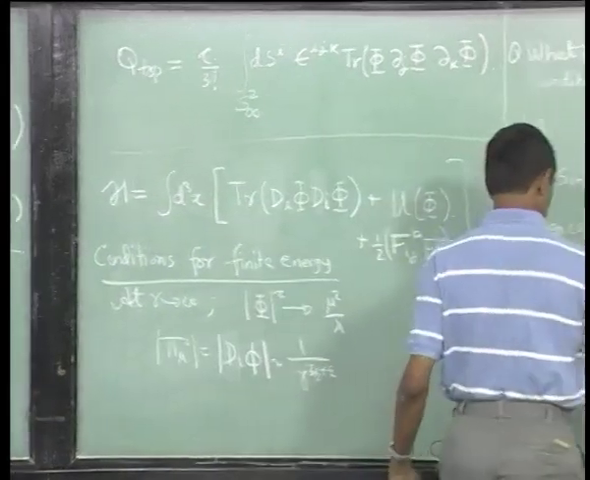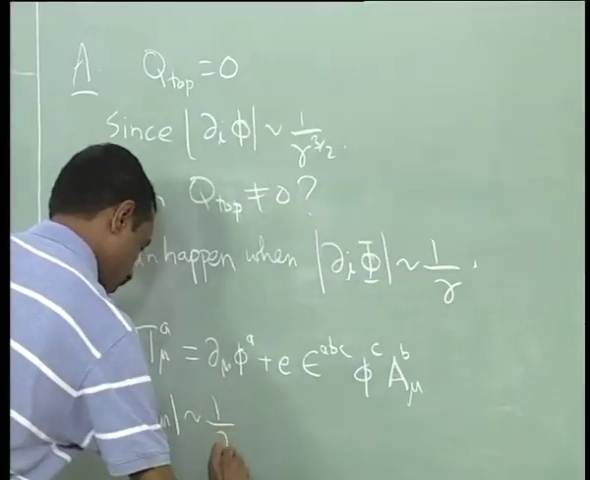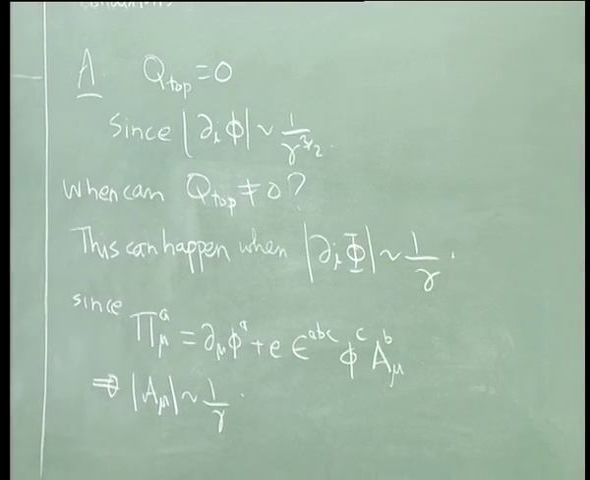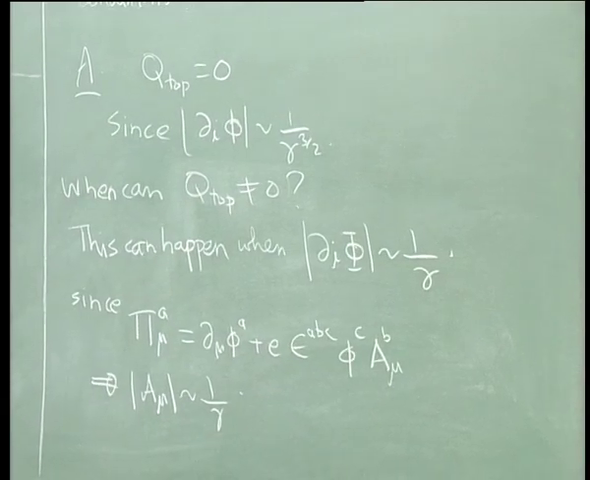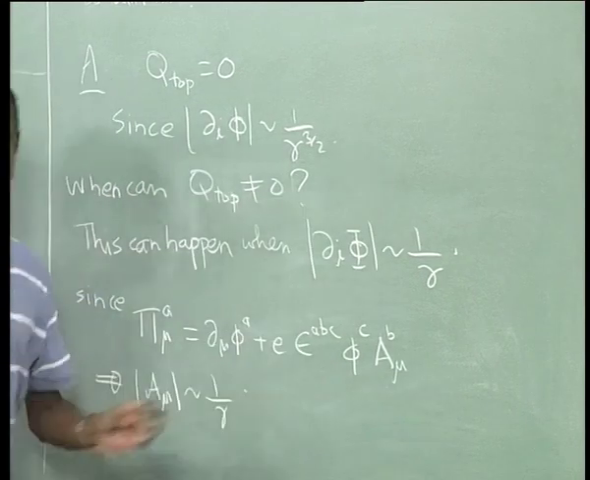So this implies that in some sense A mu should go at least like 1 by r, and you do not have freedom with the coefficient in front of that 1 by r. It had better be such that this cancels this.